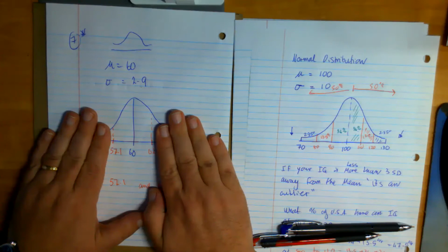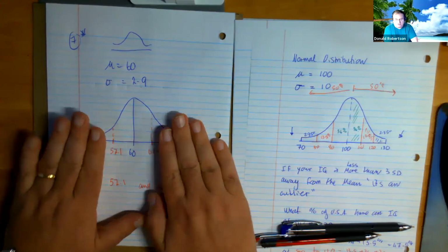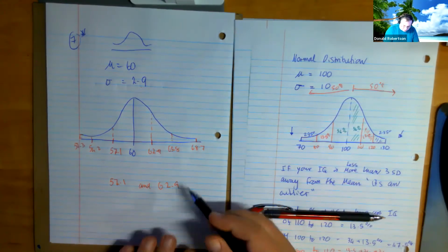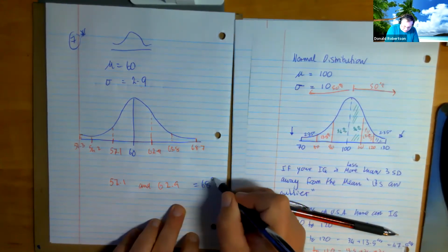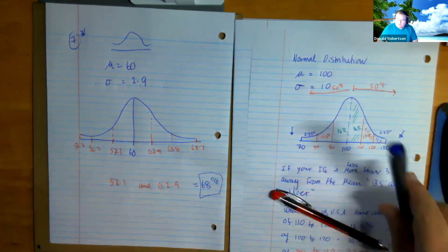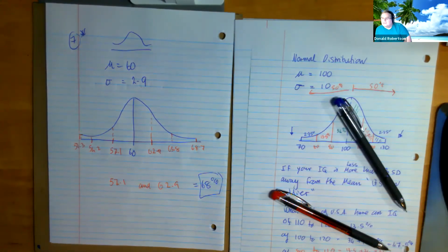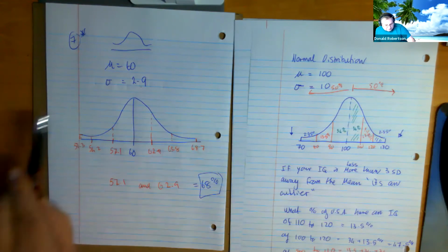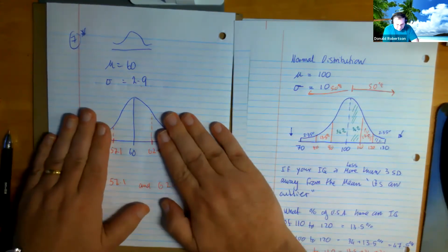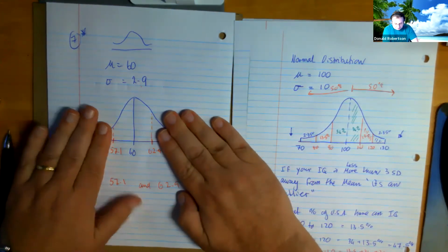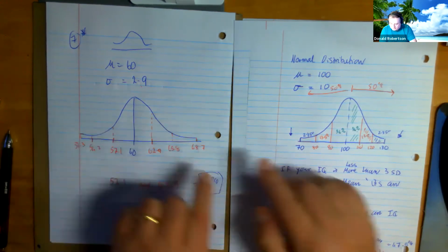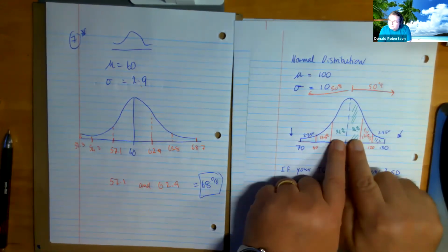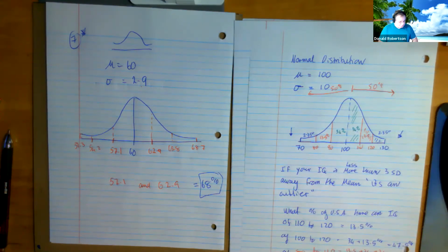It's 68. So the answer that they're wanting in your box is 68%. Now, if you're wondering where that came from, I cover that up. 57.1 to 62.9, isn't it these two pieces? You go over here and you find out what these two pieces are worth, add them together, 68.